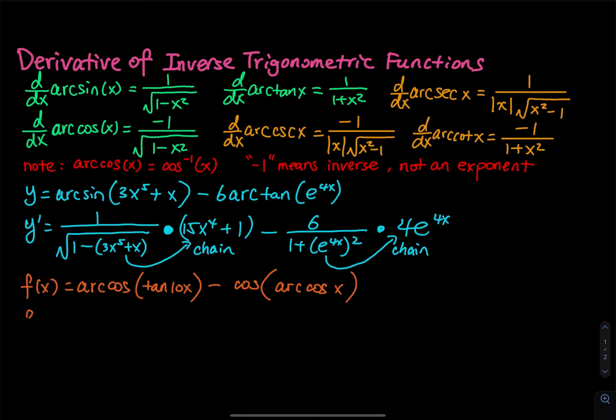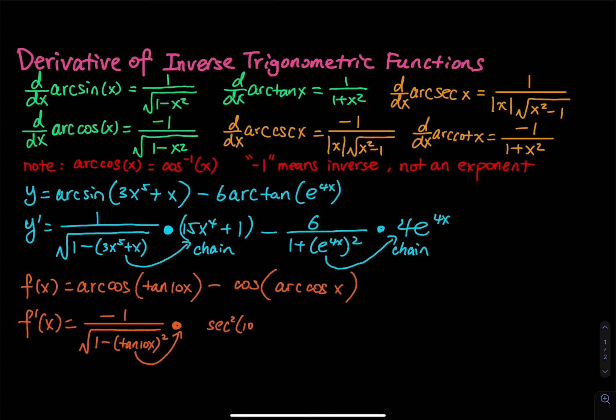Okay, so the derivative f prime of x. For arc cosine, you have a -1, right? You have a -1 divided by the square root of 1 minus tangent x squared. And then you take the derivative of tangent. So the derivative of tangent is what? It is secant squared, right? So you have secant squared of x.